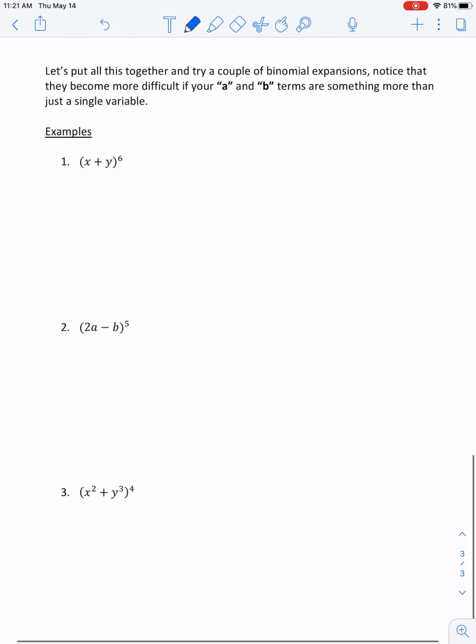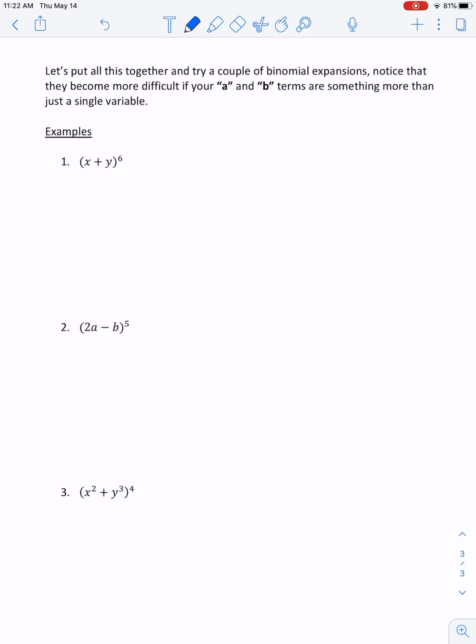All right, so let's try to put all this together and see if we can do a few examples here. Now, what I would encourage you to do is write out Pascal's triangle on a sheet of paper. Make sure you get it right. You don't want to have the wrong Pascal's triangle. That means every answer is going to be wrong. But use that Pascal's triangle for the coefficients, and then just use your properties with the exponents.